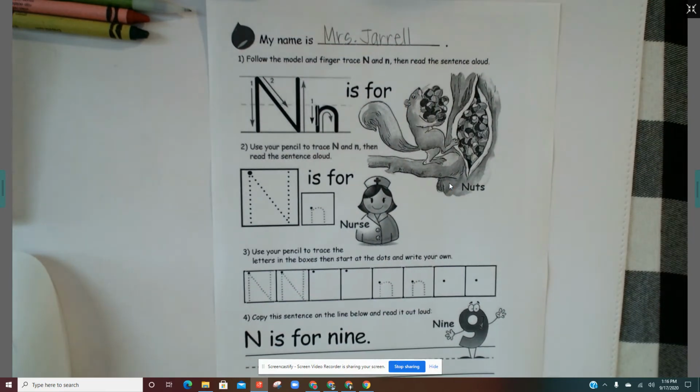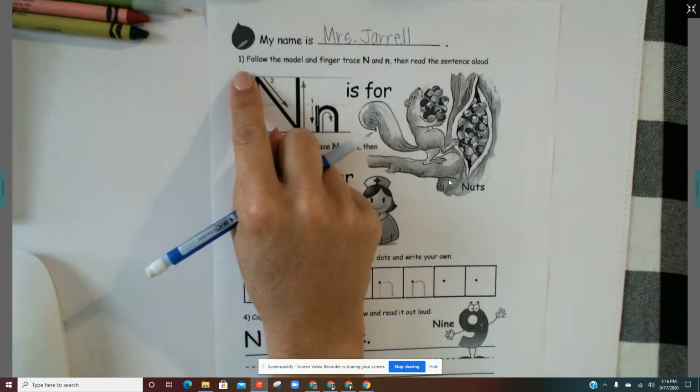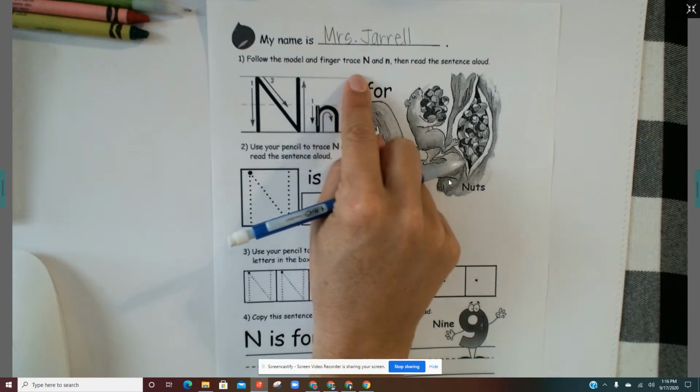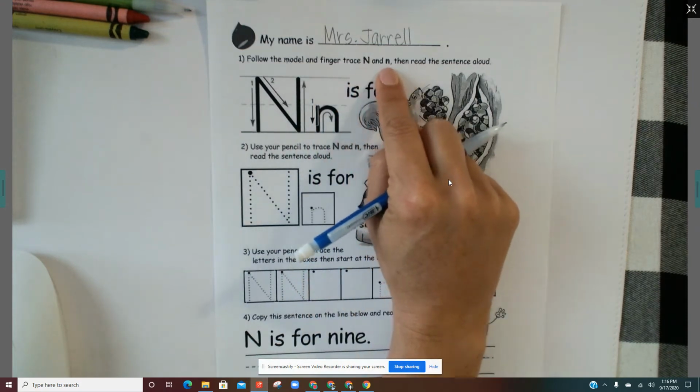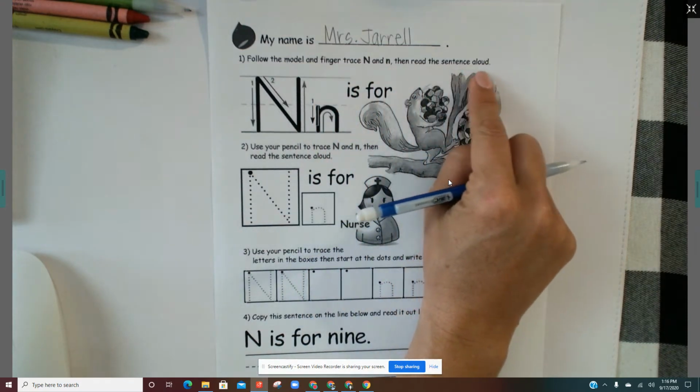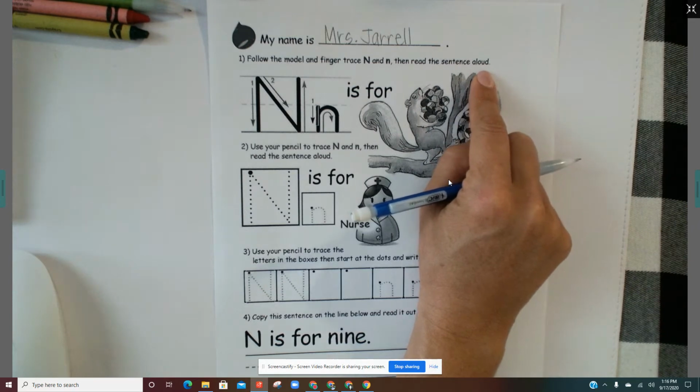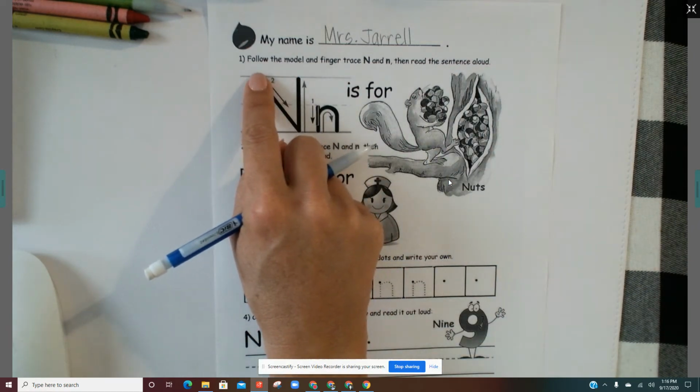Okay, then I'm going to read my directions. Number 1 says, follow the model and finger trace, uppercase N and lowercase n. Then read the sentence aloud. So when we finger trace, we're just putting our fingers right over the line.